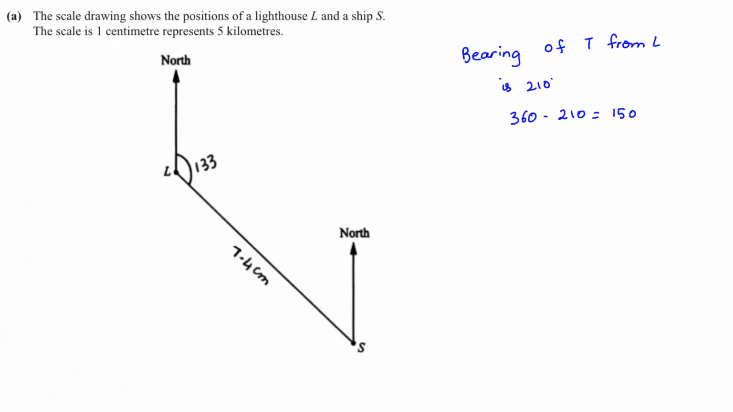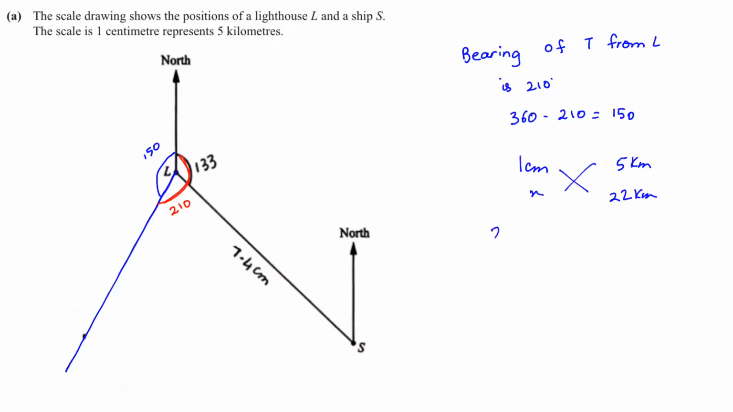Place your protractor here and measure 150. So this here is 150 and the outside is the reflex angle 210. We have also been told that it is 22 kilometers away from L. 1 centimeter is equal to 5 kilometers. Therefore, 22 kilometers will equal how many centimeters?